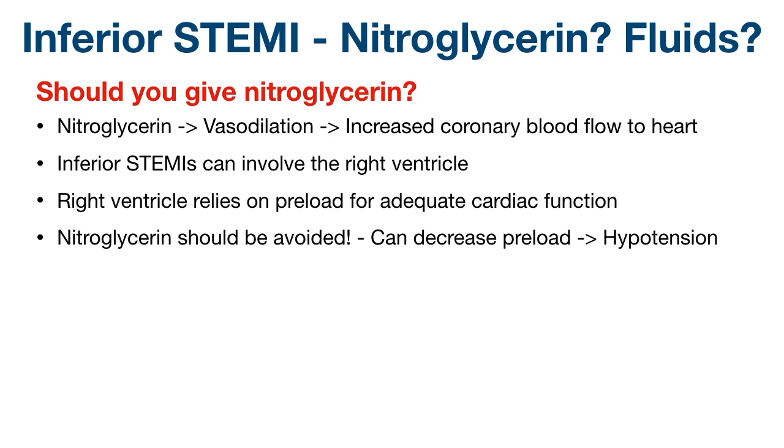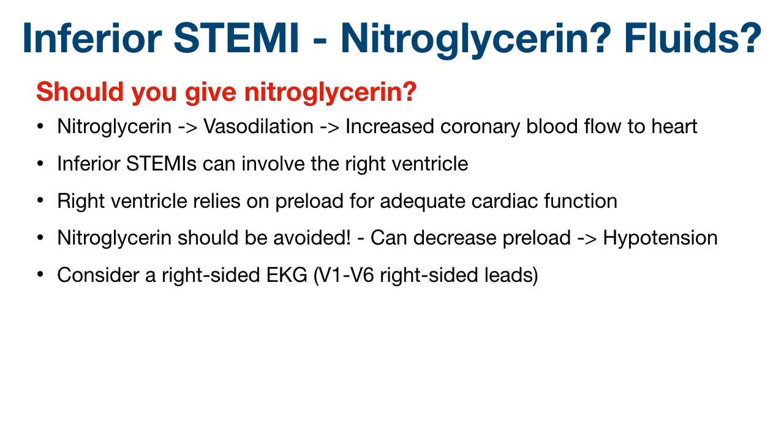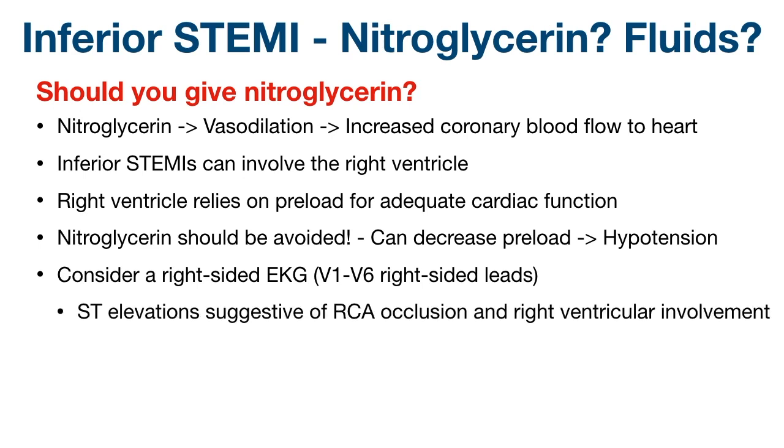The vasodilation from the nitroglycerin can decrease preload, which we said the right ventricle needs. This can cause hypotension and hemodynamic instability. For an inferior STEMI, you can consider getting a right-sided EKG. This is where some or all of the V1 through V6 leads are placed in mirror image on the right side of the chest. If there are ST elevations or changes in the right-sided leads, then that could suggest a right coronary artery occlusion and right ventricular involvement. And this can lead to hypotension if there's inadequate preload.